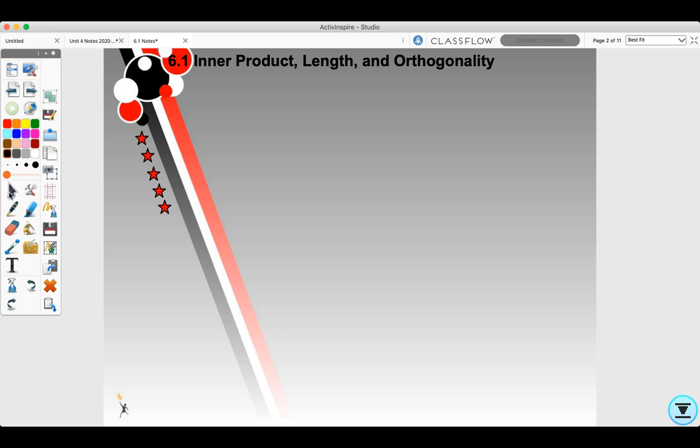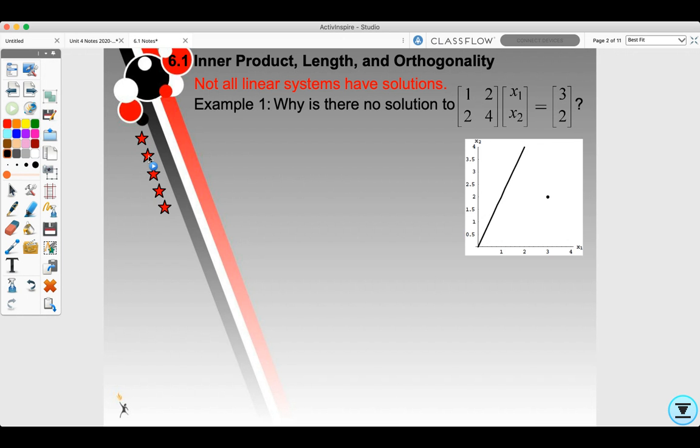Today we're going to be doing section 6.1, inner product, length, and orthogonality. Not all linear systems have solutions. So let's look at example 1. Why is there no solution to this?